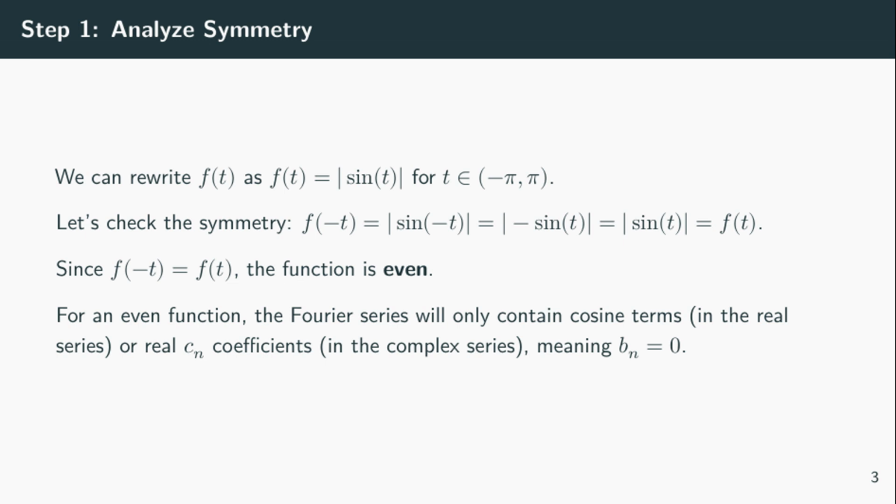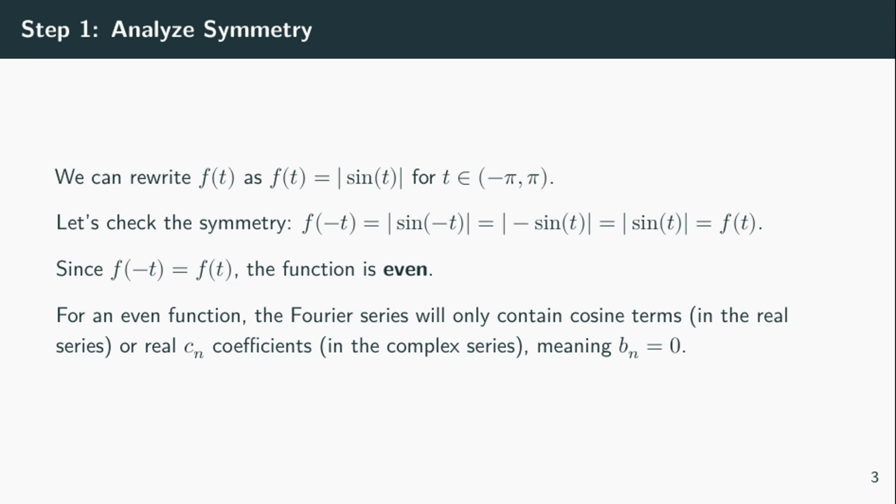We can actually express f of t more simply as the absolute value of sine of t for t in the interval from minus pi to pi. Let's check what happens when we plug in minus t instead of t. F of minus t is the absolute value of sine of minus t. We know that sine of minus t is equal to minus sine of t. So this is the absolute value of minus sine of t, which is the same as the absolute value of sine of t, our original f of t. Since f of minus t equals f of t, the function is even.